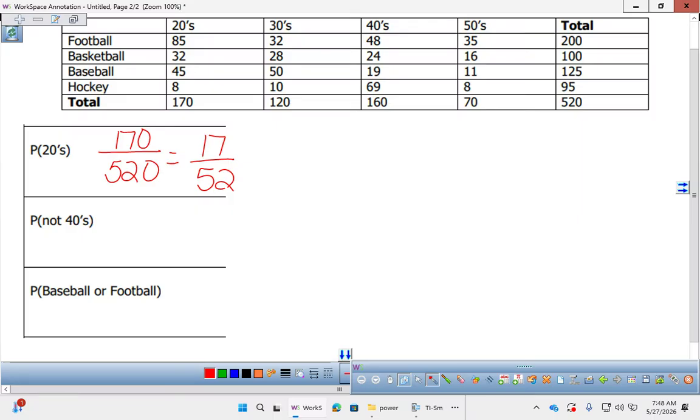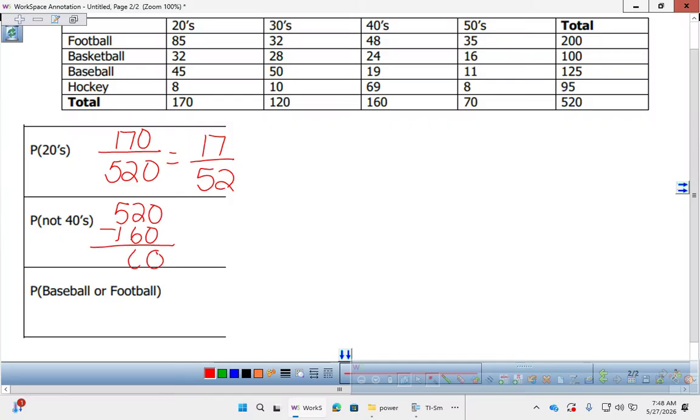The next one says not 40s. So what I'm going to do is I'm going to take the 520 total, and I'm going to subtract the people who are in their 40s. So if I go to the 40s, that total is 160. Right, so I'm going to do this subtraction, which is 360, right? And that's going to be the number of people not in their 40s.